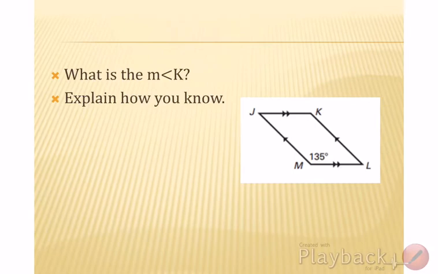What is the measure of angle K? How do you know? Angle K is opposite angle M. So if M is 135 degrees, K will also be 135 degrees.